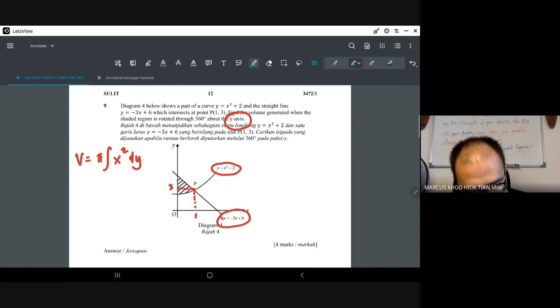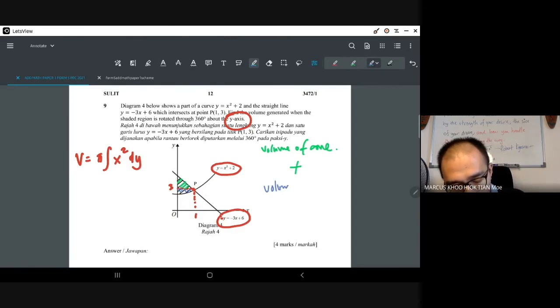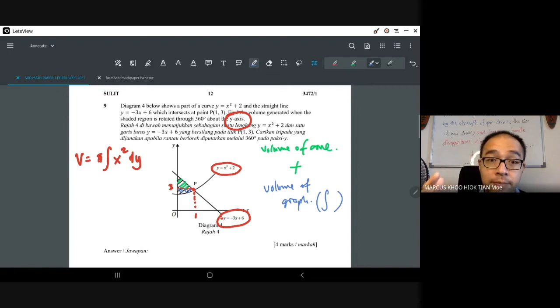Okay, so if we see this triangle here, a triangle that is revolved 360 will turn into a cone. So we're looking for the volume of the cone, plus the blue part, which is the volume of the graph. This one involves integration. So we need to have this strategy in mind when we answer this question.